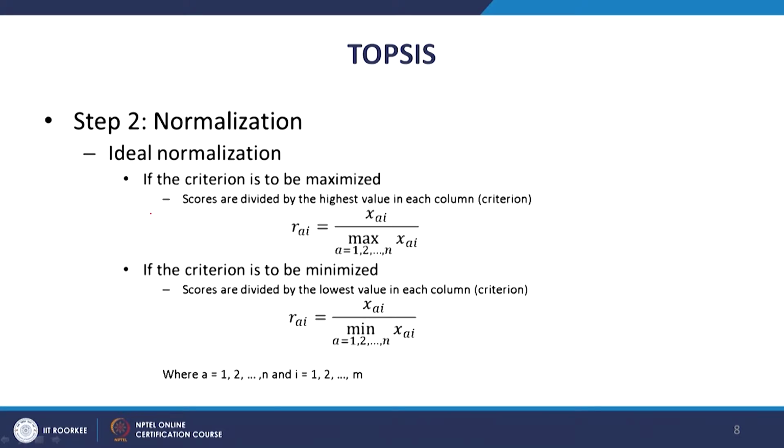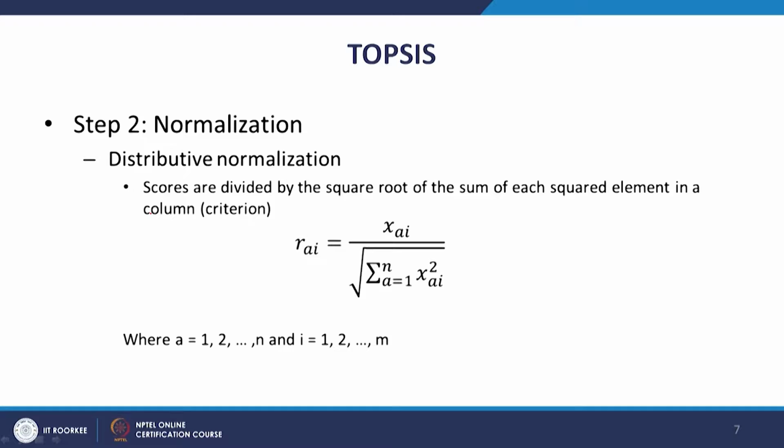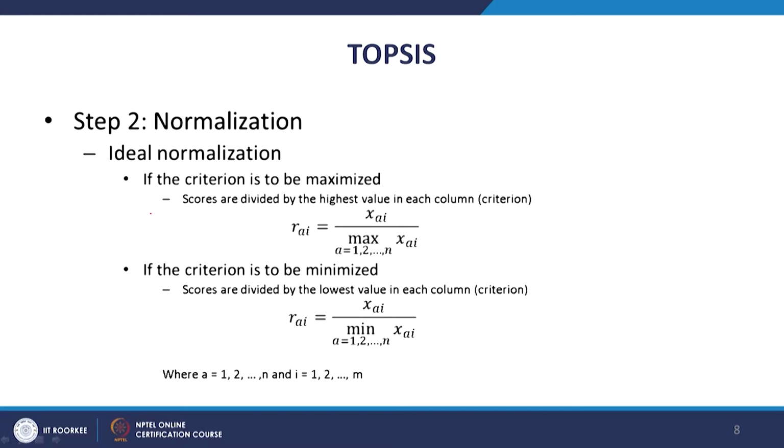So, we talked about two types of normalization procedure. One is distributive normalization, where the square root of the summation of squared elements is used, and the other is ideal normalization, where we divide by either the maximum score or the minimum score depending on the preference direction of the criterion. There are other types of normalization procedures as well, which you can refer to in your own time. These are the two popular ones which are typically used.